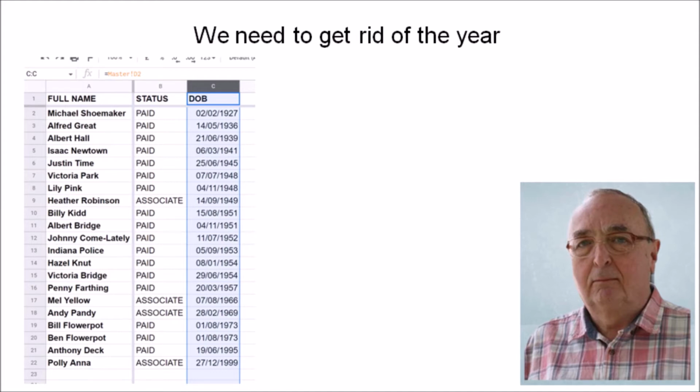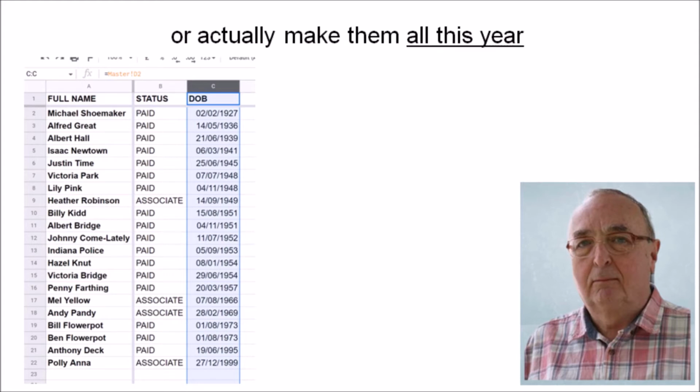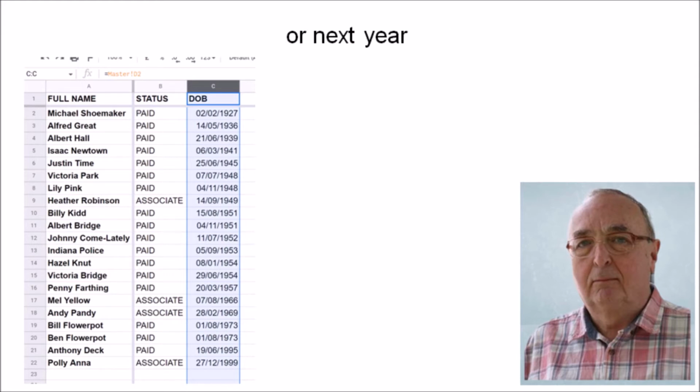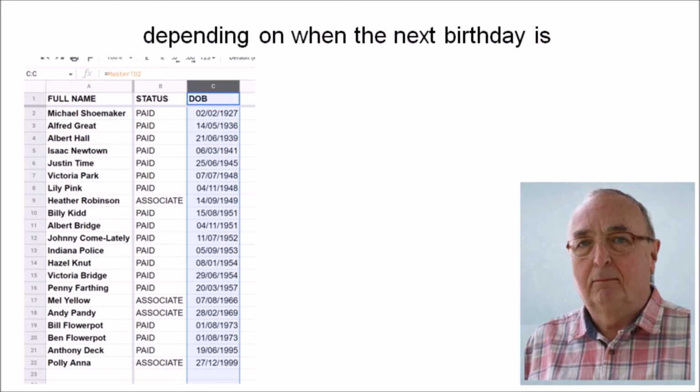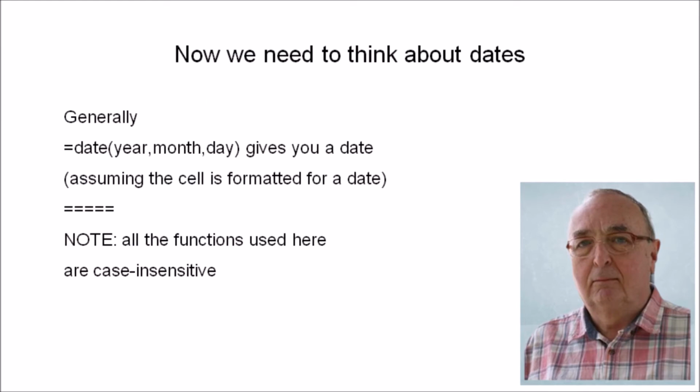The problem is the year. We really need to get rid of the year. Or we could make the dates this year, or next year, making that depend on when the next birthday is. Anyway, to do any of this, we need to think about dates.